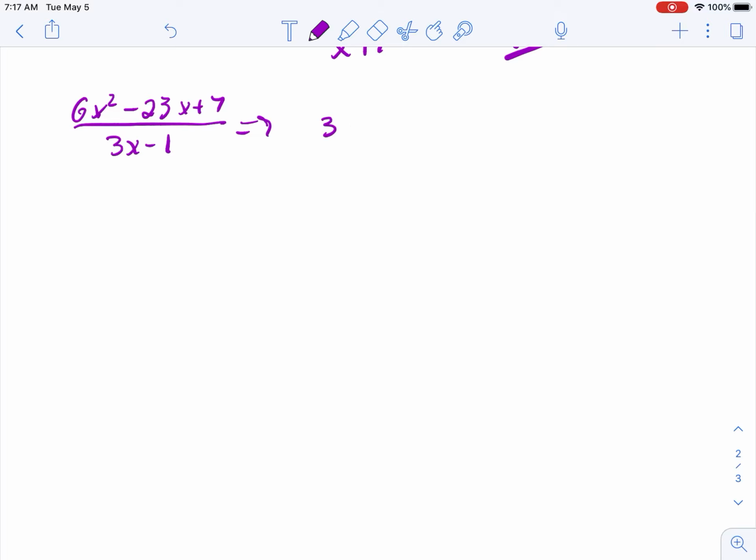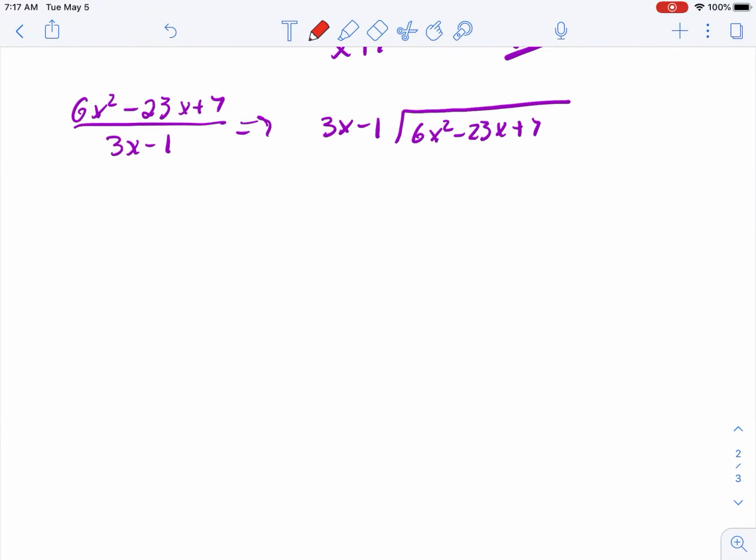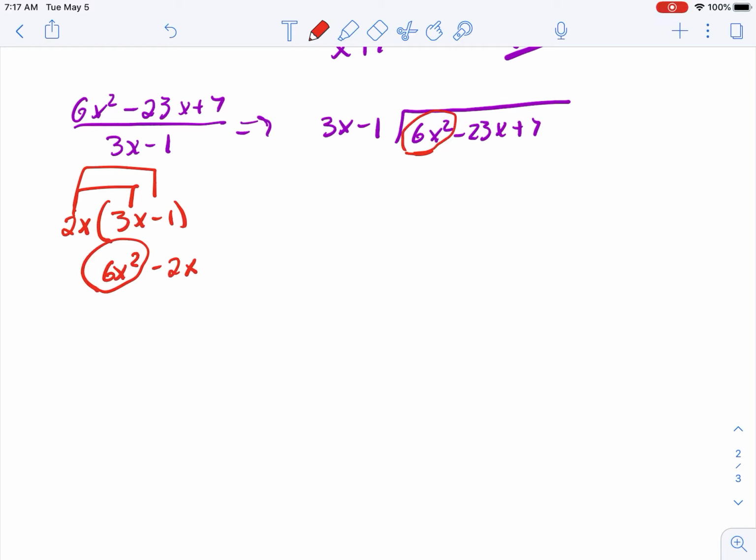All right, so which implies take 3x minus 1 and divide it into 6x squared minus 23x plus 7. All right, so we're looking at this very first number. So let's come over here on the side. What can I do to get a 6 here? And that would be a 2x. So if I multiply that, that gives me 6x squared minus 2x.